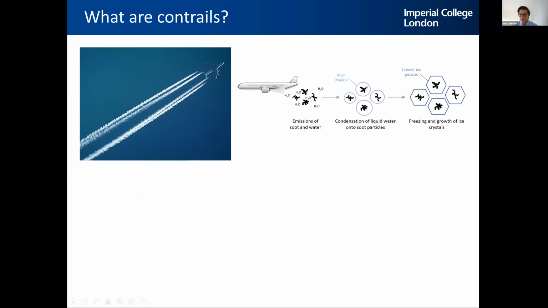So firstly, what are contrails? They're these line-shaped clouds we see following aircraft in the sky. Sometimes we see them really visibly and they last, and sometimes we don't see them at all. So what we have in the exhaust plume of an aircraft is some soot particles and lots of water vapor. That water vapor condenses onto the soot particles, forming liquid droplets that then quickly freeze into ice crystals. And so what we see as a contrail is a collection of ice crystals.